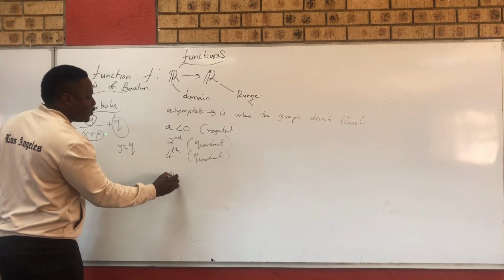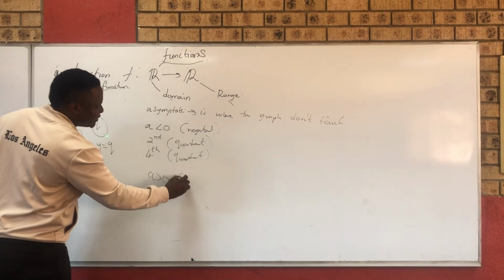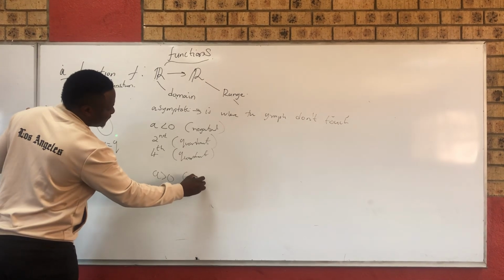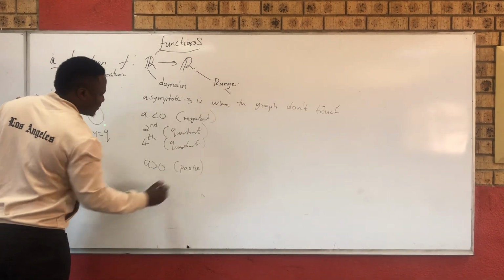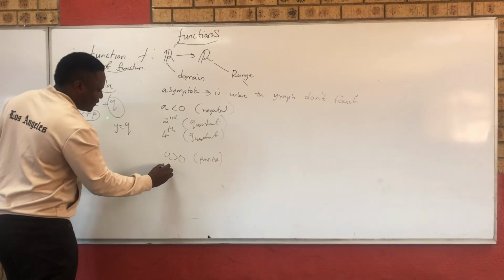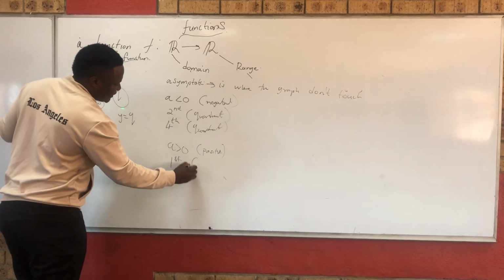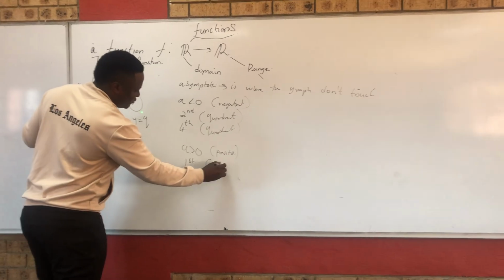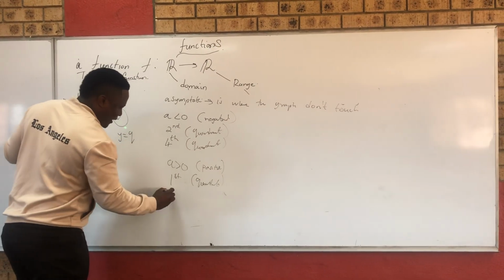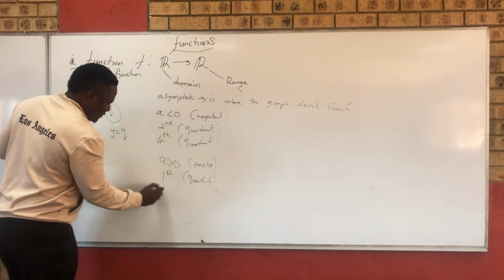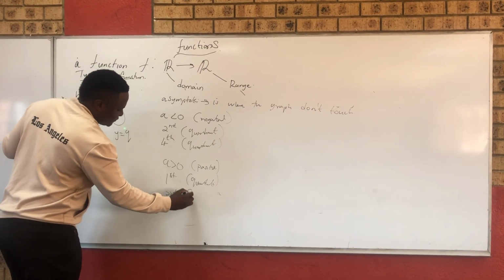Now, if the value of a is greater than 0, which means the value of a is positive, you know that this graph is going to be found where? In the first quadrant, and also in the third quadrant.